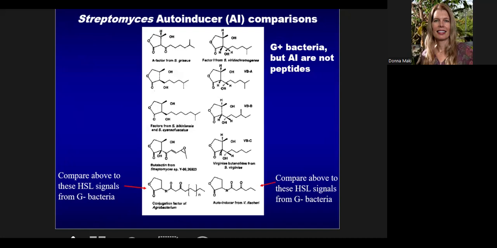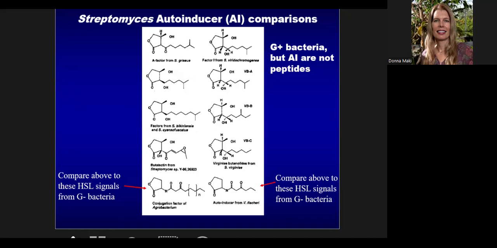So here, the two bottom images are true homoserine lactones from Vibrio fischeri and another gram-negative called Agrobacterium. And then all the rest are what different Streptomyces make. And you can see the similarity. So the fancy word is they produce gamma butyrolactones. You don't need to know that, but that's the name of the chemical. These are gamma butyrolactones, and they look very similar to homoserine lactones. So they have to be different in that regard too.